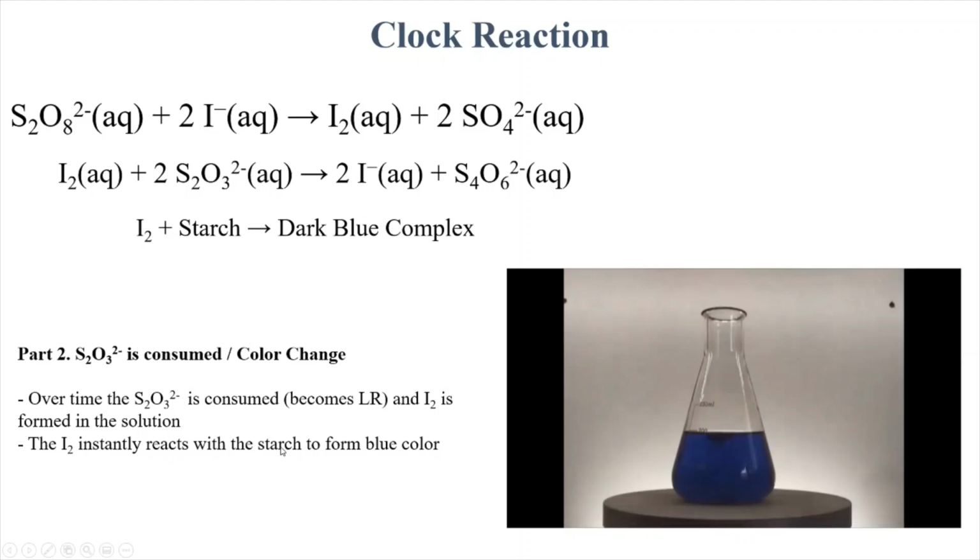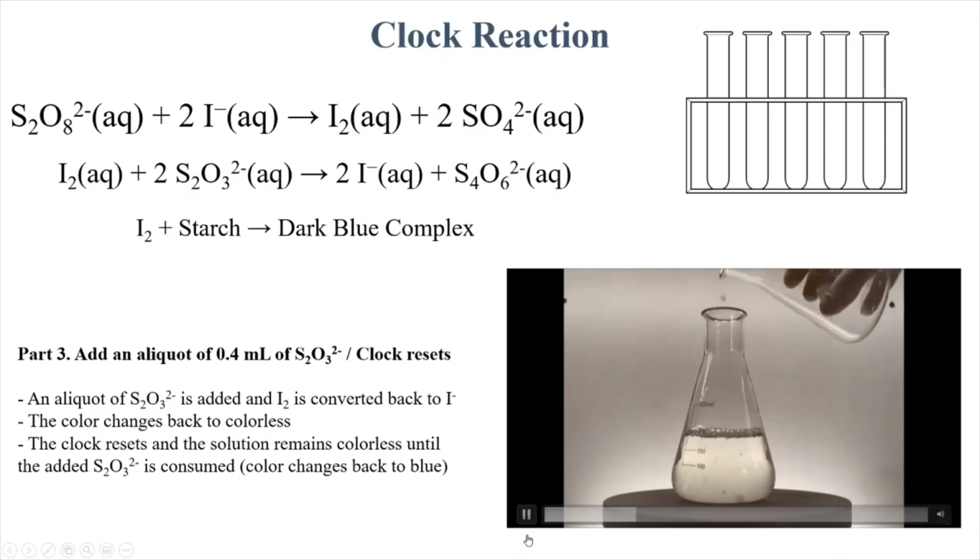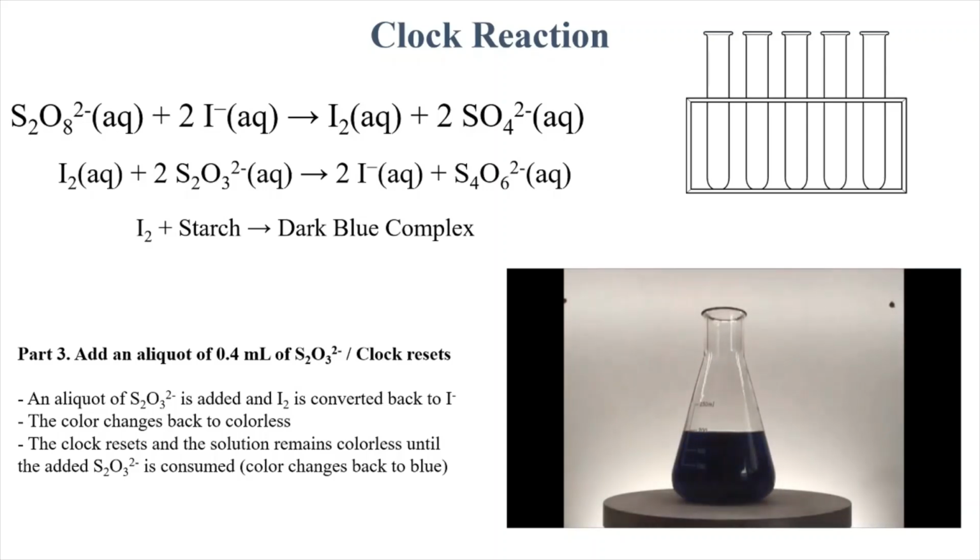Now remember those aliquots that we had of some extra S2O3 2-? When we pour those in, that color goes away. So the minute we add the sodium thiosulfate back in, the S2O3 2-, the clock resets. Now, any I2 that was present is going to react with the S2O3 2-, and the solution is going to change back to colorless. So we're going to proceed with a colorless solution until the S2O3 2- that we just added gets consumed. And you're going to notice that the time is about the same because we're adding roughly the same volume and the same concentration.